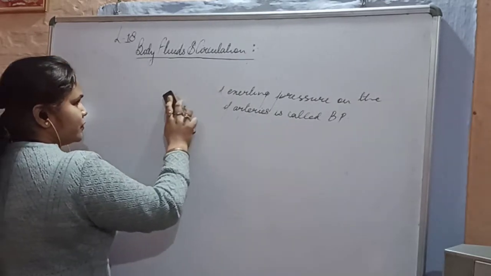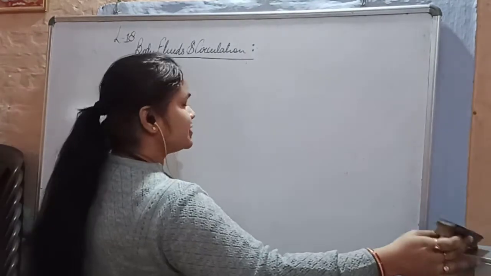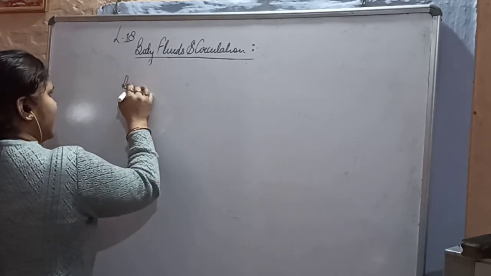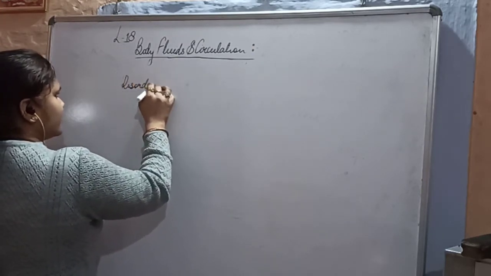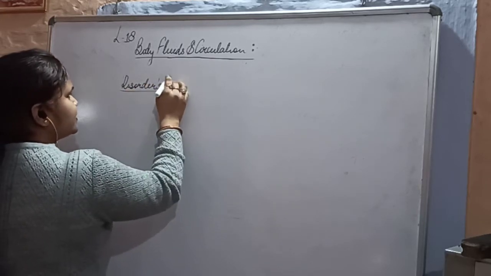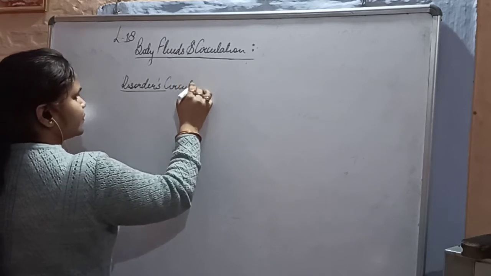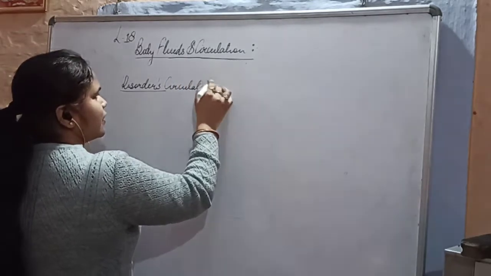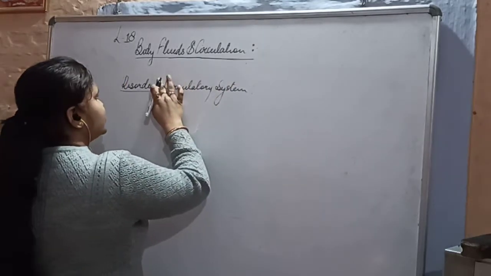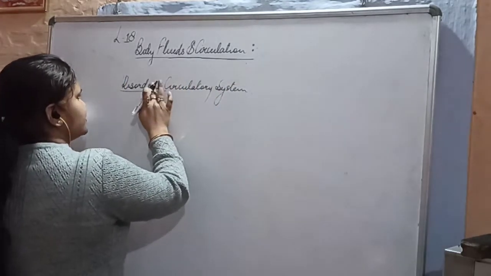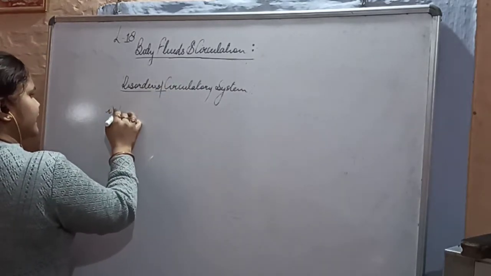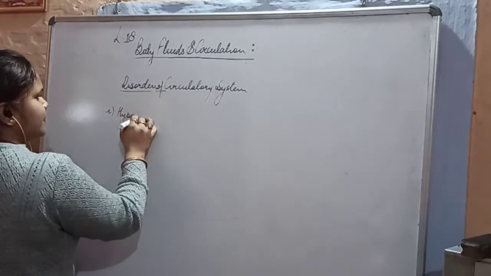So the next topic which we are going to discuss here is the disorders of our hearts, the problems or diseases related to our circulatory system. We have to discuss 3 to 4 disorders of the circulatory system. The first disorder we have right now discussed, that is hypertension.